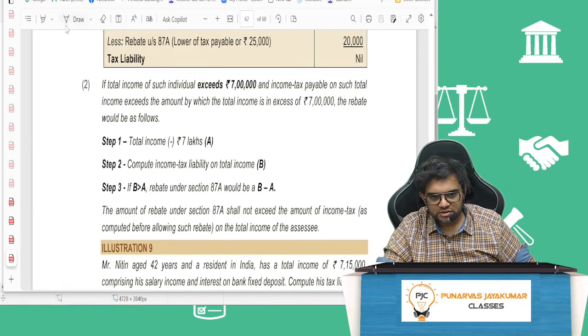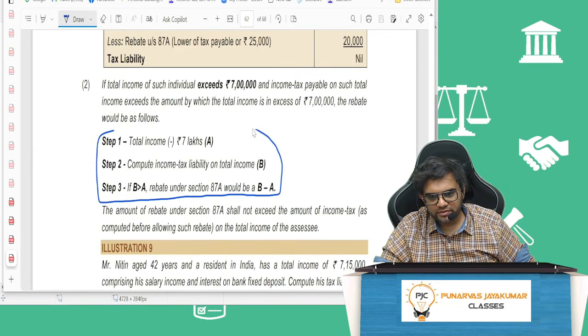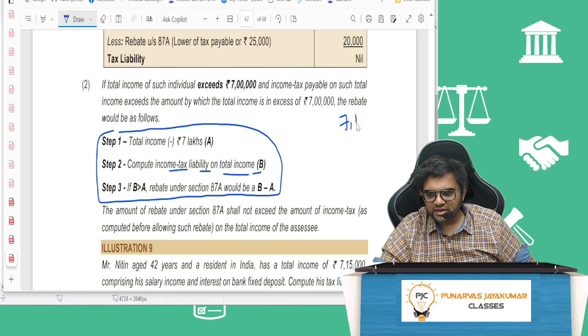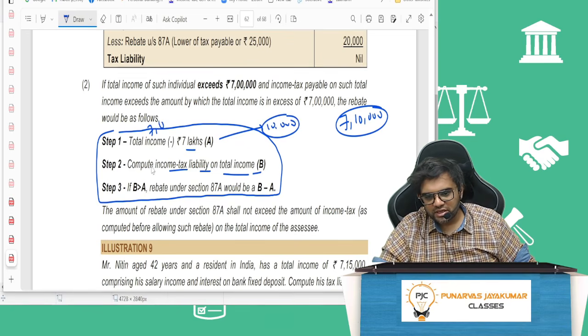Here, this step only. First will be total income minus 7 lakhs. Then compute income tax liability on total income. If my total income is 7 lakh 10,000, total income 7 lakh 10,000 minus 7 lakh rupees is extra, that's the extra amount. Second, income tax liability on total income. What is income tax liability on total income? Income tax liability on 7 lakh 10,000.